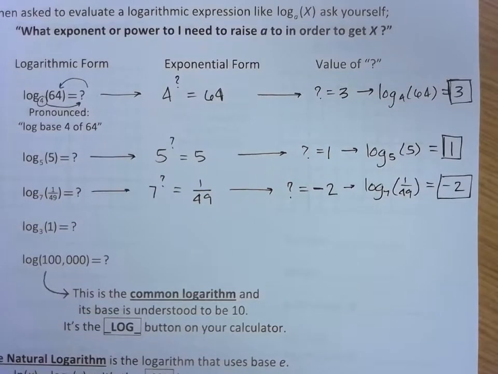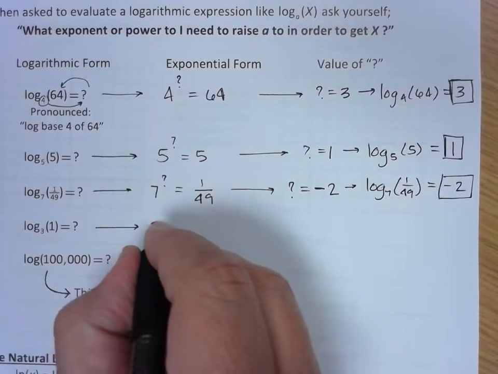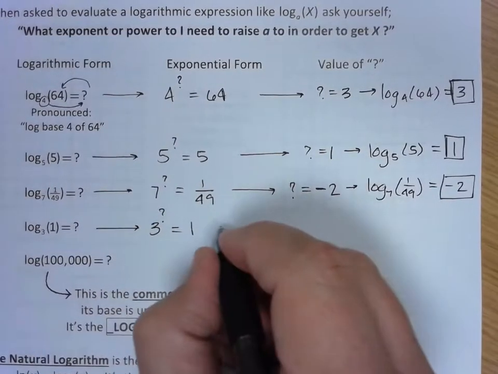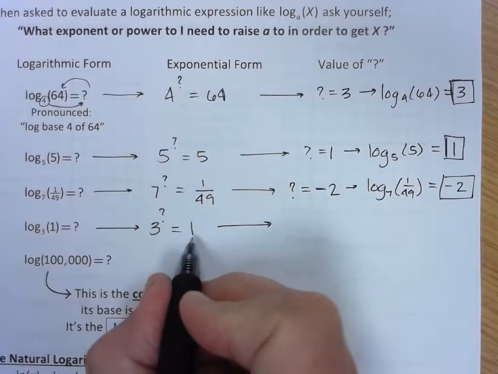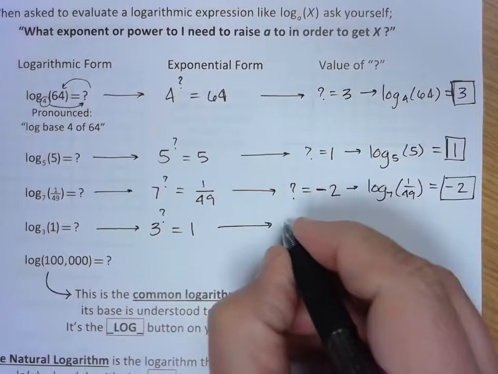Okay. Log base 3 of 1. Well, I need to raise 3 to what power to make it go to 1? Well, there's only one exponent that returns a value of 1. When your base is something other than 1, the exponent in this case is going to be 0.